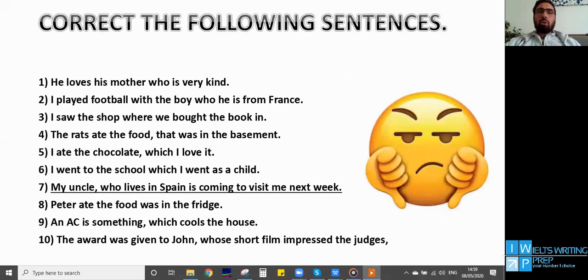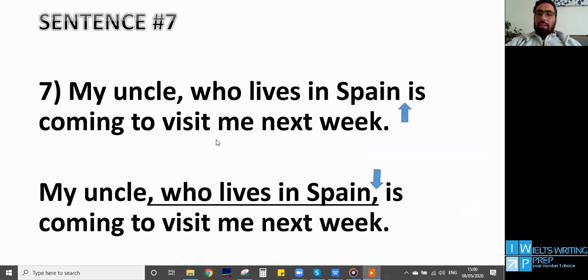Number 7, my uncle who lives in Spain is coming to visit me next week. What's wrong with that? Okay, excellent, excellent. Yes, comma after Spain. My uncle who lives in Spain, comma. We need to separate the dependent clause from the independent clause.